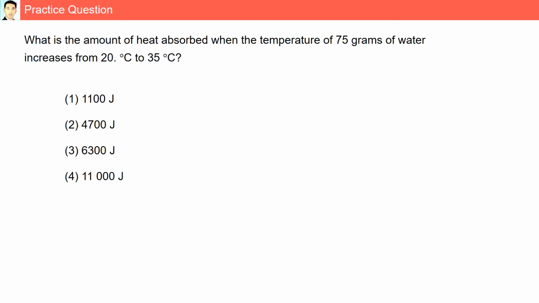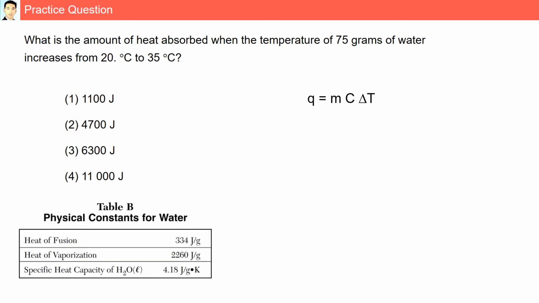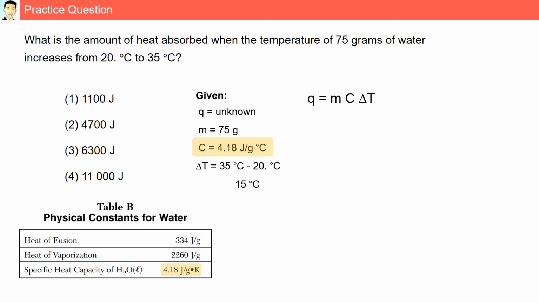Practice question. What is the amount of heat absorbed when the temperature of 75 grams of water increases from 20 degrees Celsius to 35 degrees Celsius? Here we use the heat formula, Q is equal to mcΔT. We need to identify the specific heat capacity for water. Using reference table B, we are given the specific heat capacity of water as 4.18 joules per gram degrees Kelvin.